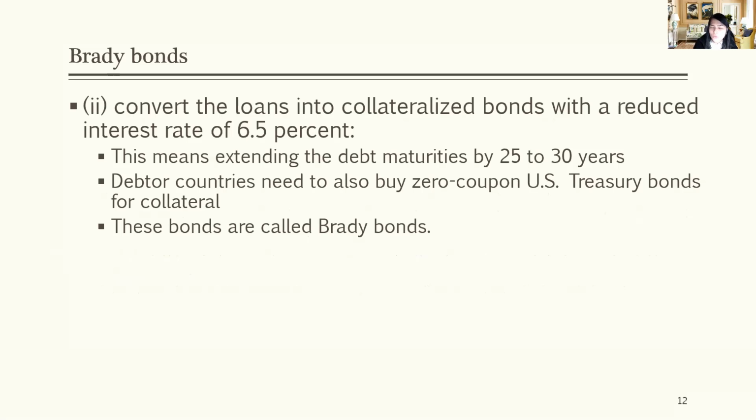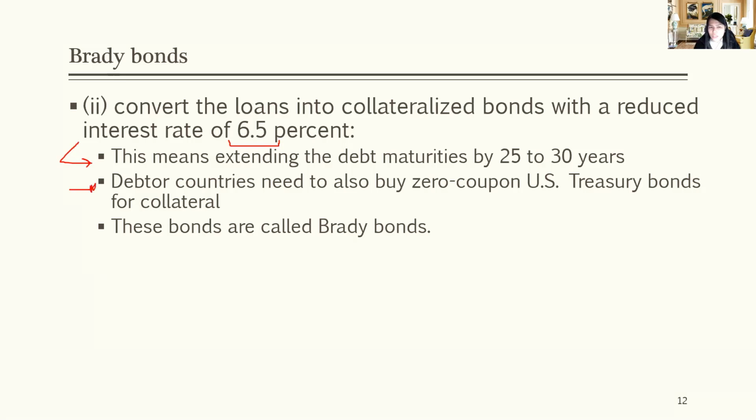So how do Brady bonds work? So basically, the banks get to keep the same principal, so the same amount of loans. The only thing that is different is they're going to change the interest rate. They're going to reduce the interest rate to 6.5. Okay, so essentially, when you reduce the interest rate and you keep the principal the same, then you increase the debt maturity, right? So you extend the debt maturity to longer, which means the countries take longer to pay their debt.